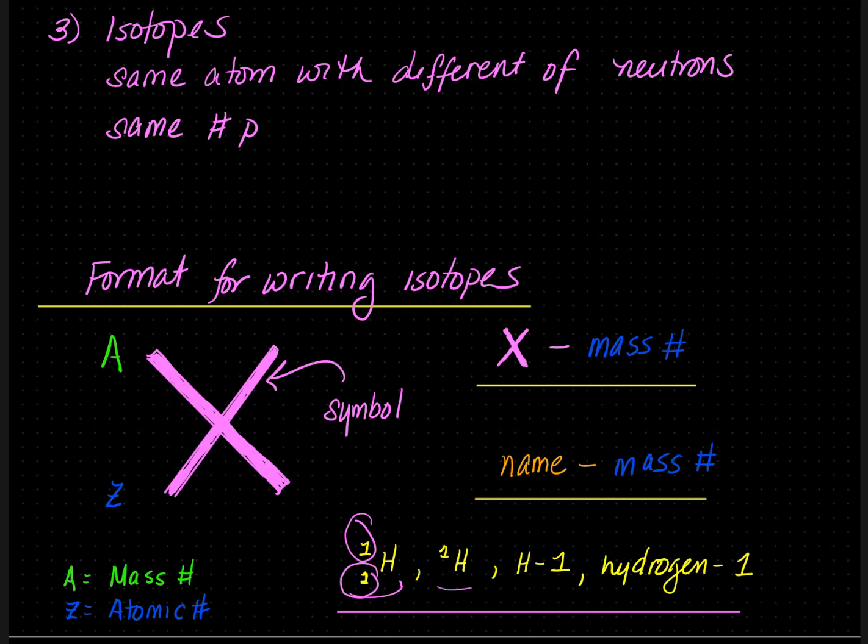We have hydrogen here. The superscript is the mass number. Atomic number does not need to be given because, since you know what the element is, and atomic number is unique to each element, you could locate that on the periodic table. Hydrogen, H, the symbol, hyphen, mass number is another way to write it. Or we could spell out hydrogen, hyphen, mass number. All 4 ways are correct.